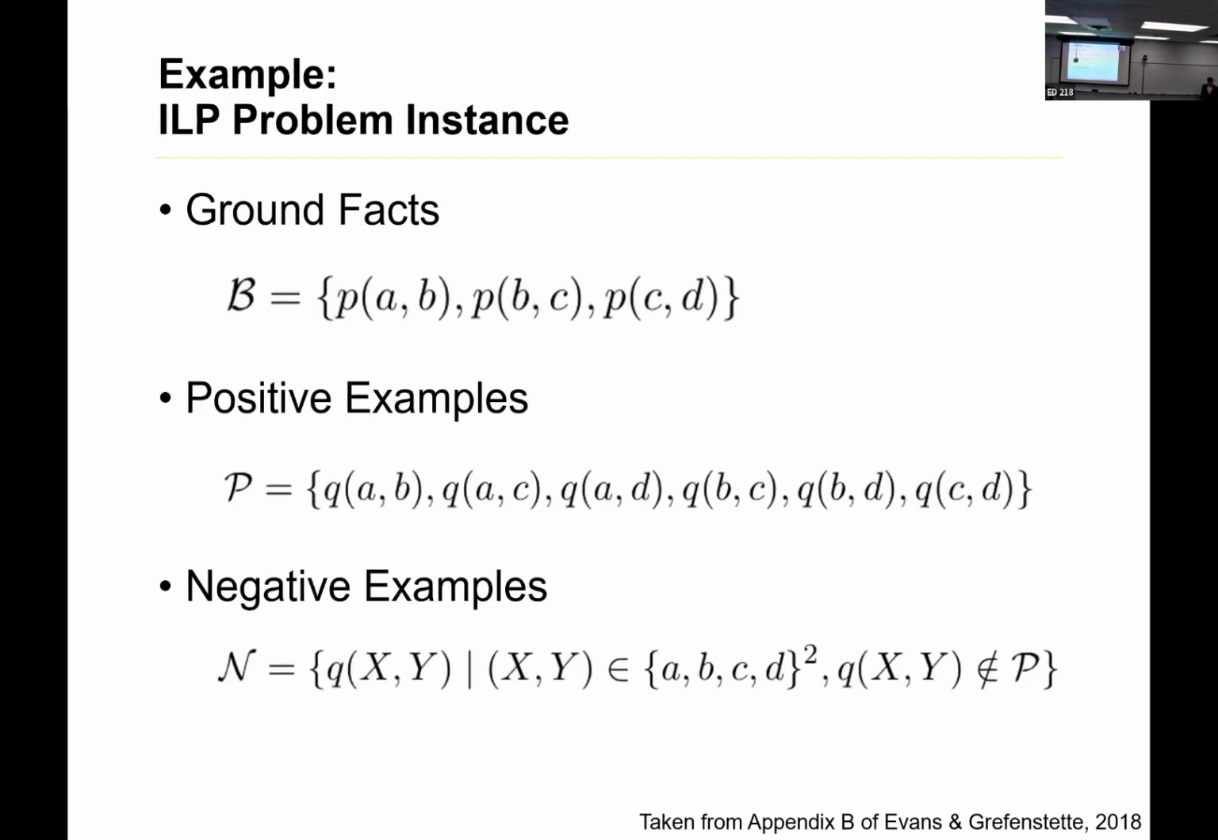All right, so let's say we have the following ground facts: P(A,B), P(B,C), P(C,D). We're going to just work through this one example. And we have the following positive examples, and then the negative examples. All this is saying, using this non-ground notation, is that it's just everything that's not in the positive.